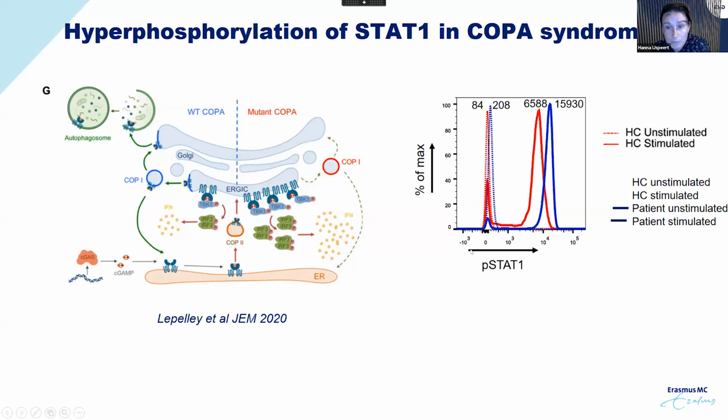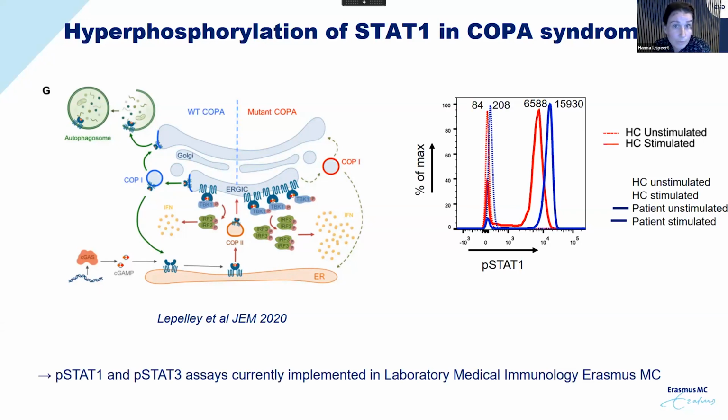We also had one patient in which we tested, in unstimulated conditions, here in blue you see increased expression of phospho-STAT1 in the patient, but when you stimulate with interferon alpha, you see a strong increase in phosphorylation of STAT1. So in this case, this genetic defect leads to hyperphosphorylation of STAT1. At this moment, the functional assays for STAT1 and STAT3 are currently implemented in our diagnostic laboratory at Erasmus.